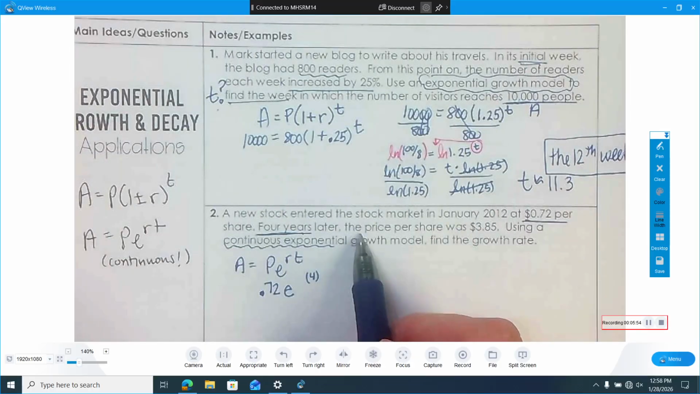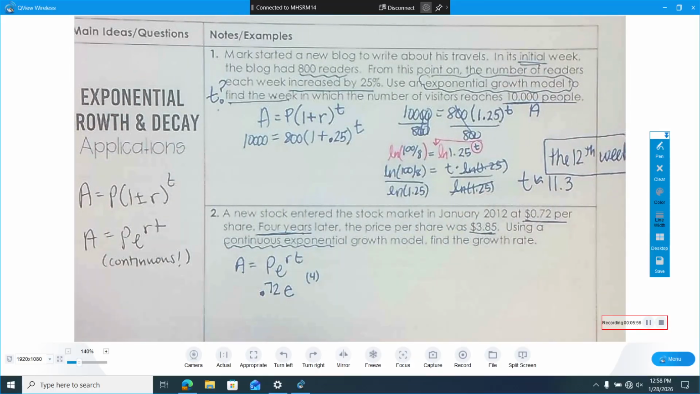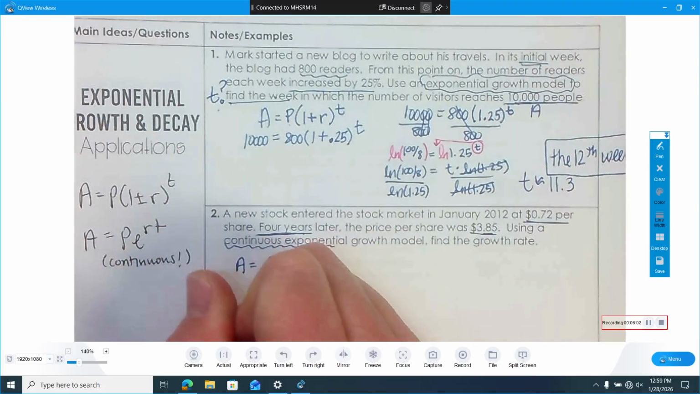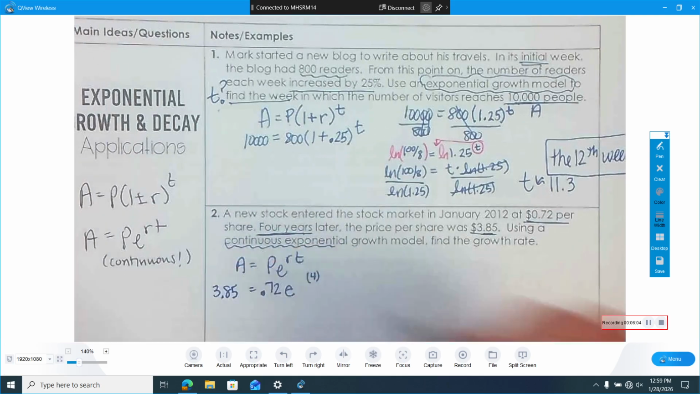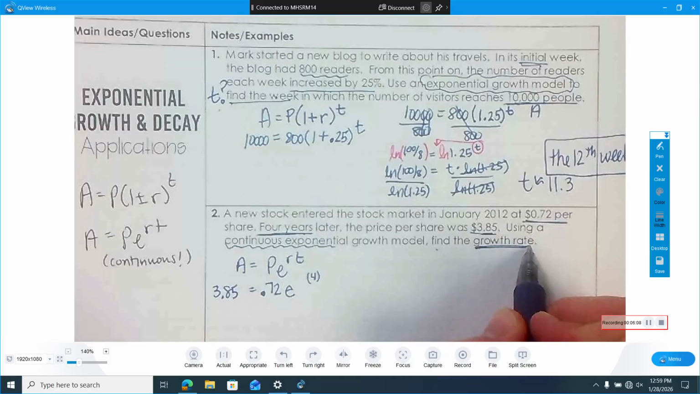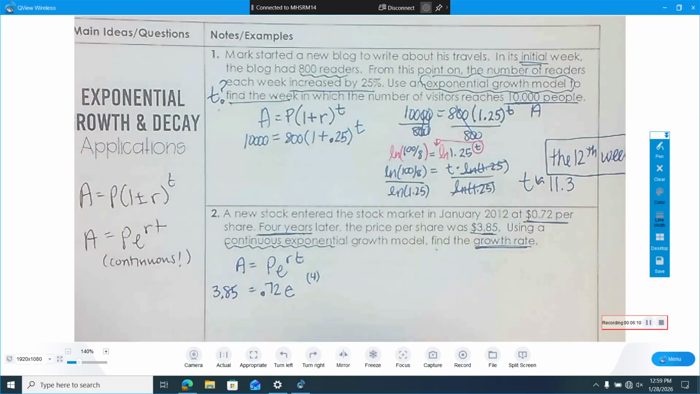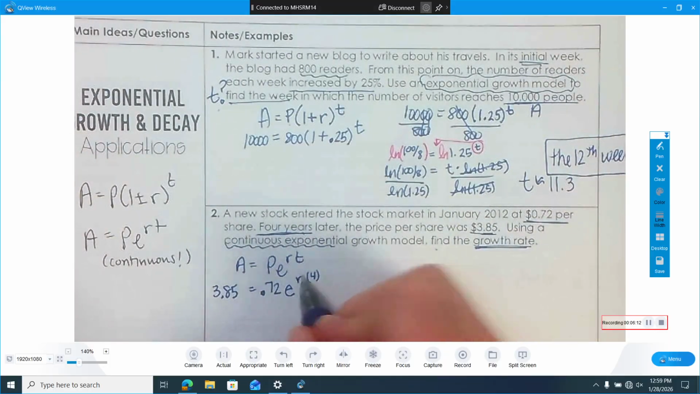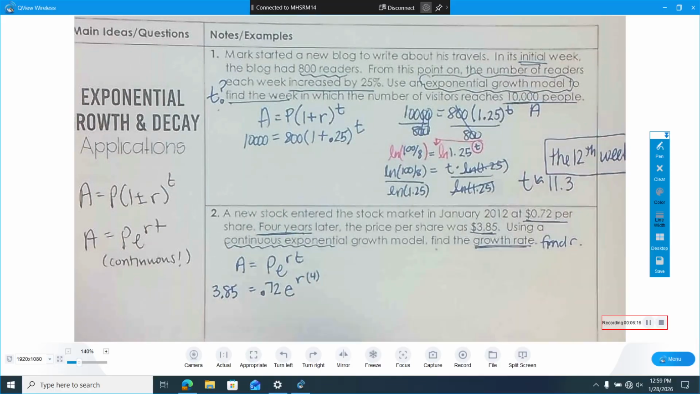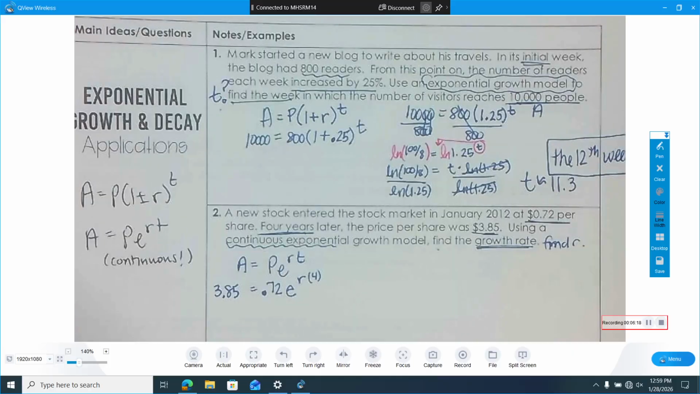Let's see. The price per share was $3.85. So where does the price per share go? That is the A. Very good. So that would be $3.85 is the A. And it says find the growth rate. Oh, that's nice because what are we missing? The rate R, and that's what we're trying to find. So that's find R. That's the thing we're going to figure out here. All right, we've got it set up. What should we do to solve?